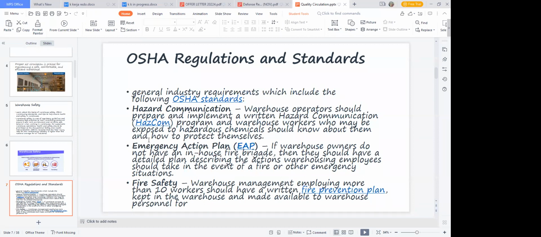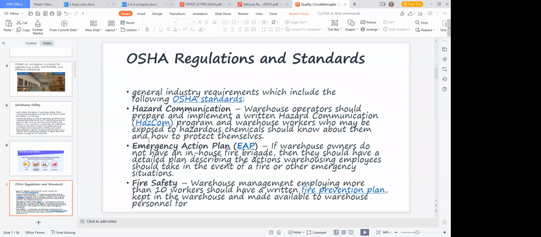All right. In my talk about OSHA also, there is a term we call fire safety. Warehouse management employing more than 10 workers should have a written fire prevention plan. There is a rule of higher safety. All this is about the OSHA standard.